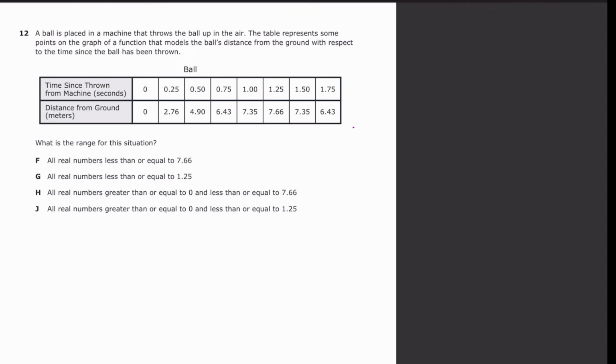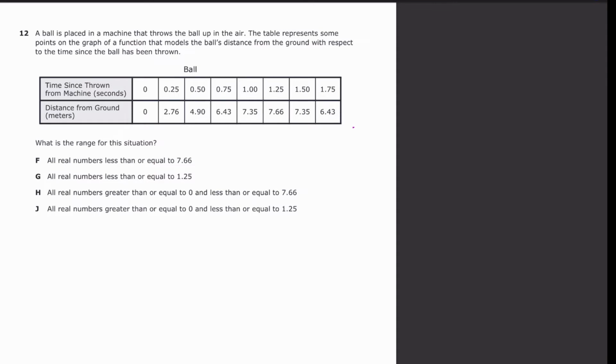A ball is placed in a machine that throws the ball up in the air. The table represents some points on the graph of a function that models the ball's distance from the ground with respect to the time since the ball has been thrown. So now you can see that the time since thrown from the machine in seconds is given over here, and the distance from the ground. Now here you can see the question is asking what is the range of the situation.